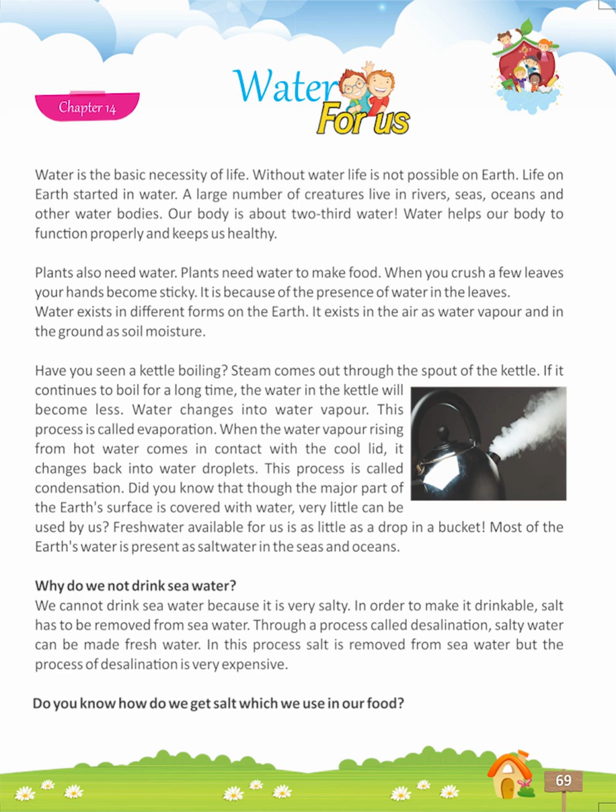Do you know how we get salt which we use in our food? Salt is obtained from the sea water in salt farms. The sea water is trapped in an enclosed area exposed to the sun. The water evaporates under the hot sun, leaving behind a layer of salt. In India, you will find such salt farms in the coastal plains of Gujarat.